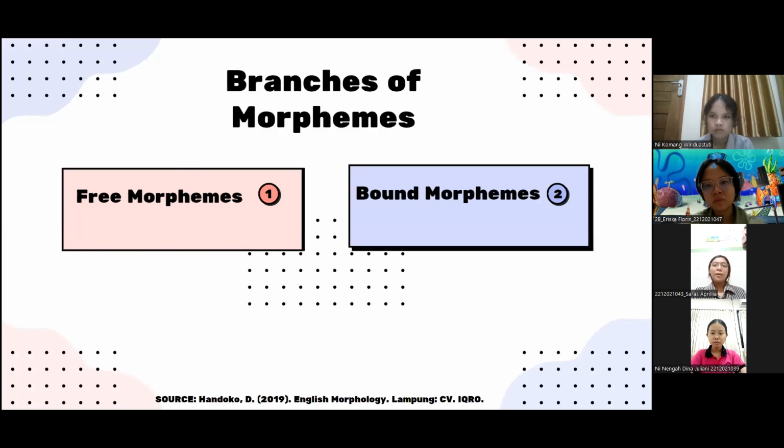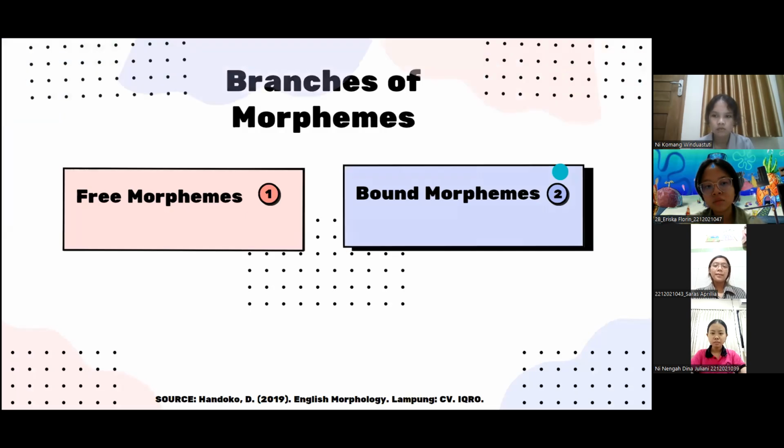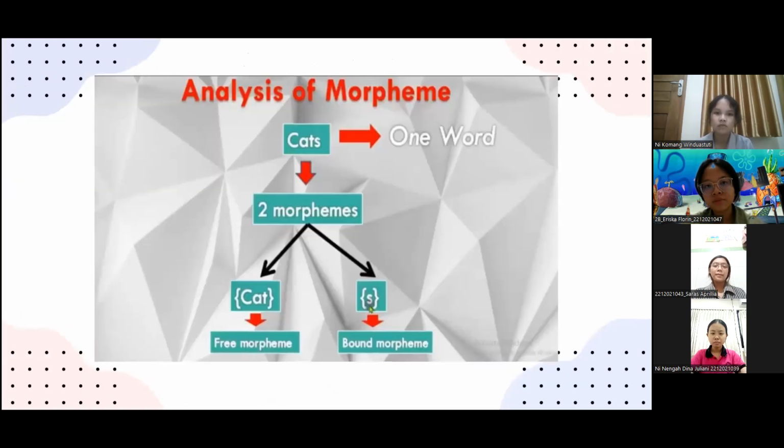So, morphemes are divided into two branches. These are free morphemes and bound morphemes. This is the analysis of morphemes. Take the word cat. Cat is one word. Cat comes from two morphemes. They are cat and s. So cat is a free morpheme and s is a bound morpheme.